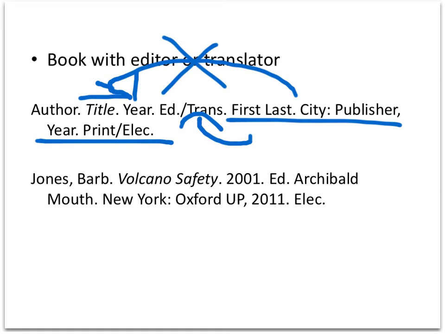So now, the next portion of this, the city, publisher, year, print, electronic, we remember that this applies to the editor's version and not the author's version. So from reading this, we see that in 2001, the original book was published. Archibald Mouth's edition was published in New York by Oxford University Press in 2011. And we use electronic to indicate that this book was a digital download instead of a print paper book.